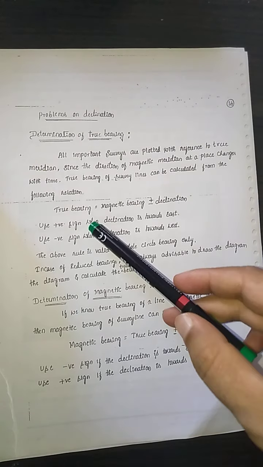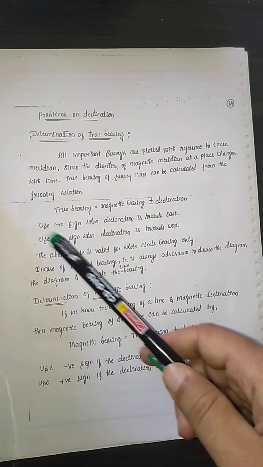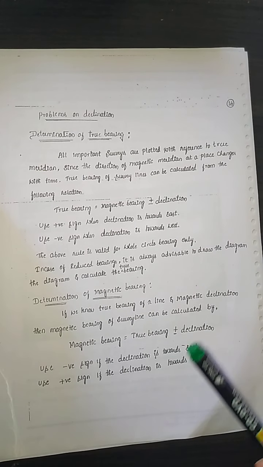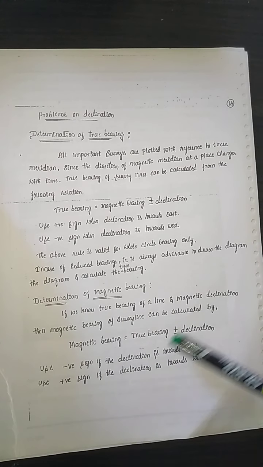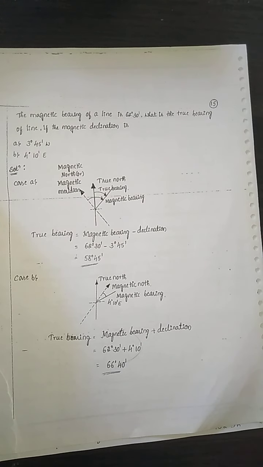You need to remember that when you are going to have the true bearing calculation, and if the declination is towards east, you are going to use positive sign, and you are going to use negative sign when the declination is towards the westwards. Now the determination of the magnetic bearing: magnetic bearing is equal to true bearing plus or minus declination. Negative sign is when the declination is towards east, and positive sign is when the declination is towards the west. Now we are going to solve one simple problem on the declination.